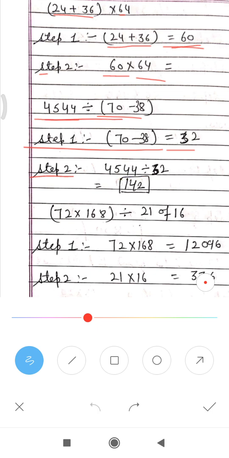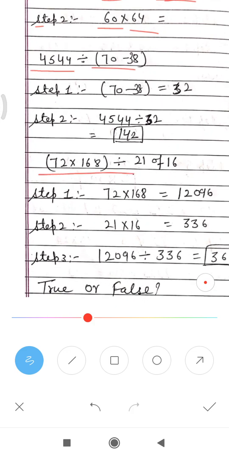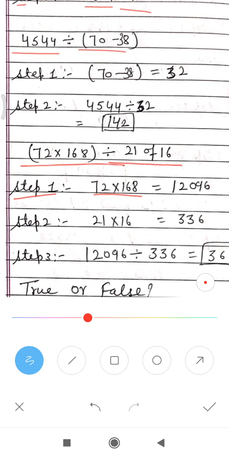Okay dear. Now see the next question also, same. 72 multiplied by 168 divided by 21 of 16. First we have to solve the bracket. 72 and 168 we will multiply in step 1. In step 2, what will you do? We will have to solve OF. B for bracket, then O for OF. And OF means multiplication, which means we have to multiply 21 and 16.